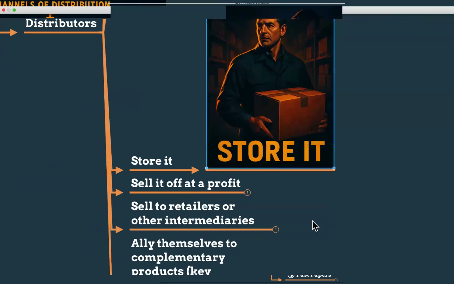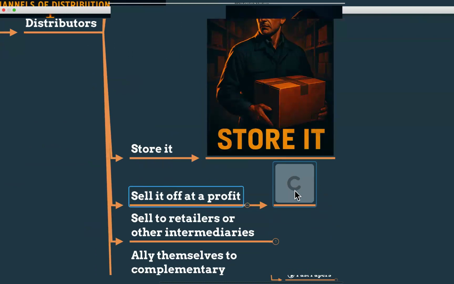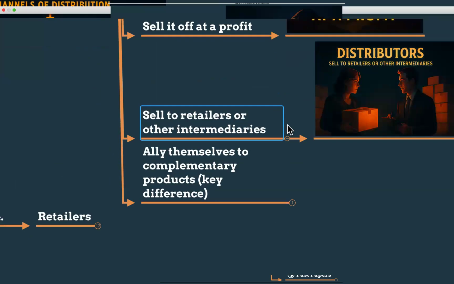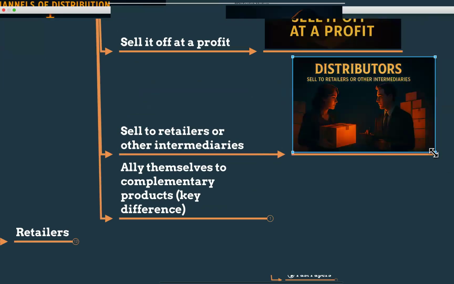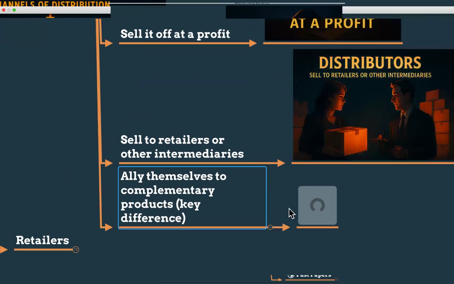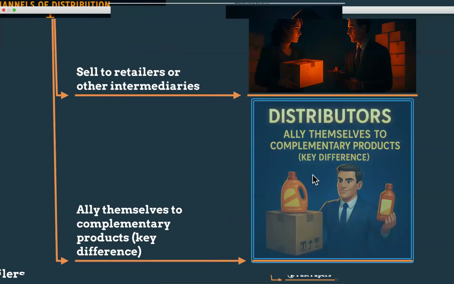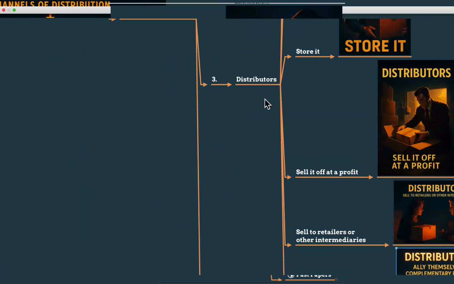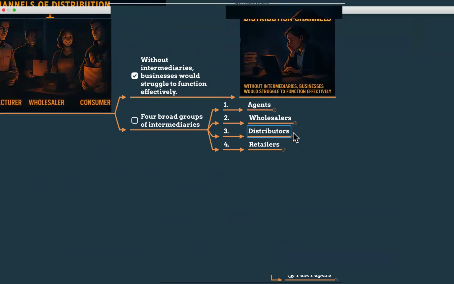So similar to wholesalers, they sell it off at a profit, and sometimes they will sell to the retailers or other intermediaries, right? They also ally themselves to complementary products, like the key difference products, right? They always go for specialized items, and they will become experts in that category, right? So that is all about the distributor. It's similar to wholesalers.